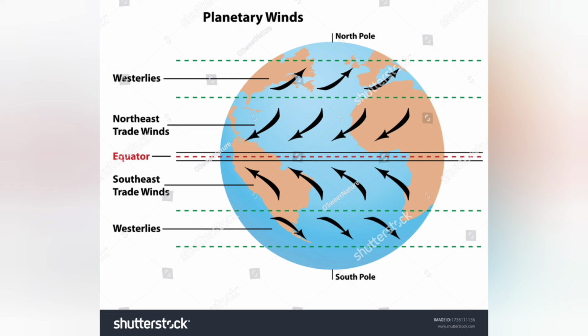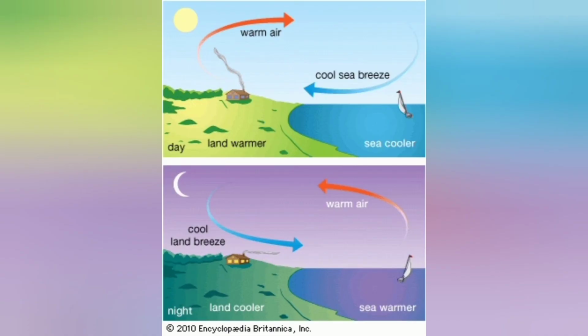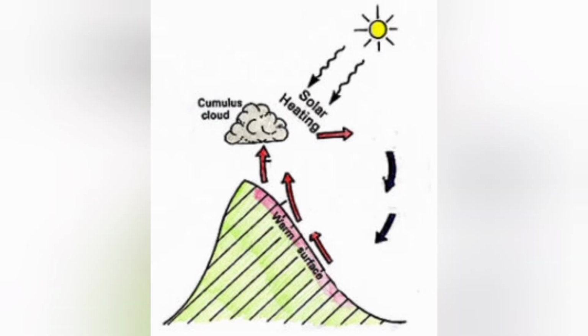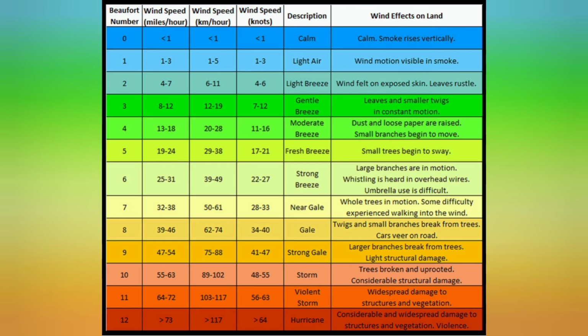So they are broadly categorized into three, that is planetary winds, seasonal winds and local winds. So planetary winds are the ones which blow almost in the same direction throughout the year. Seasonal winds are those which change their direction according to the season in a year, and local winds are the winds that blow over a small area only during a particular time of a day or a short period of the year. The Beaufort scale is a scale for measuring wind speed. It is based on observation rather than accurate measurement.